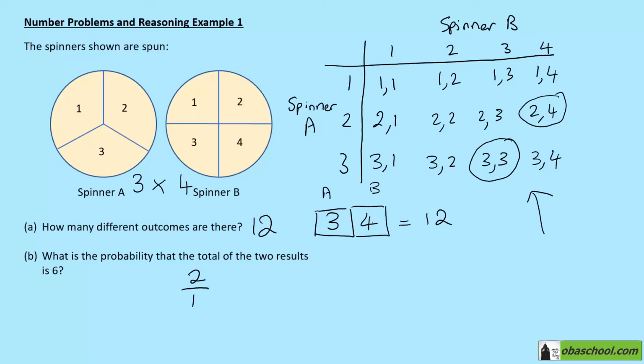So that's 2 out of 12, which we can cancel down to 1/6.